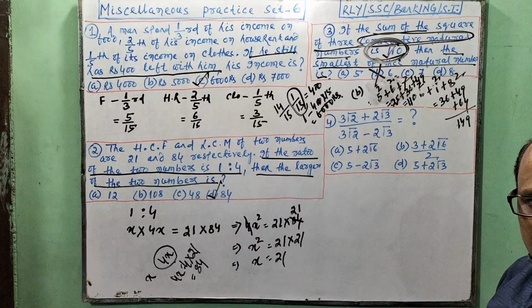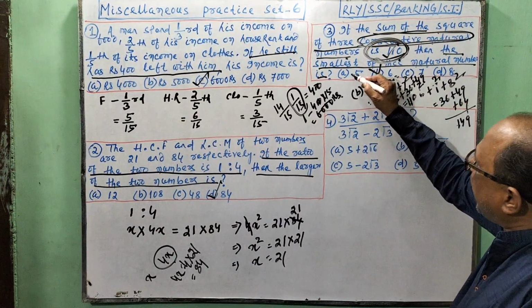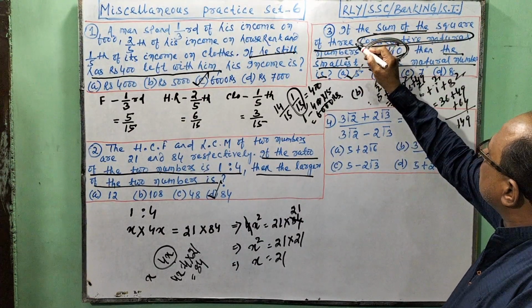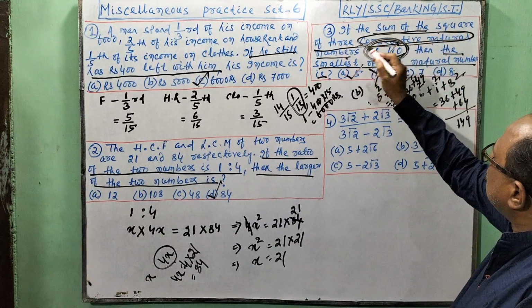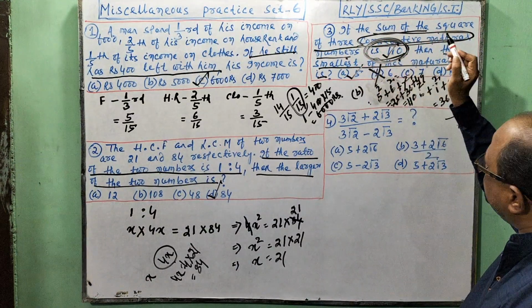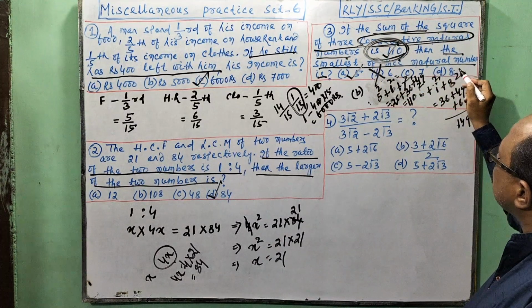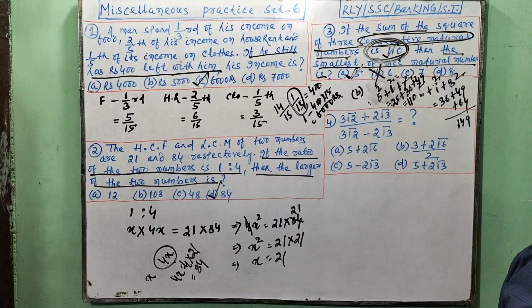So the smallest number is 5, and the sum of the squares of three consecutive natural numbers is 110. The smallest number is 5. So the answer is here. Next question.